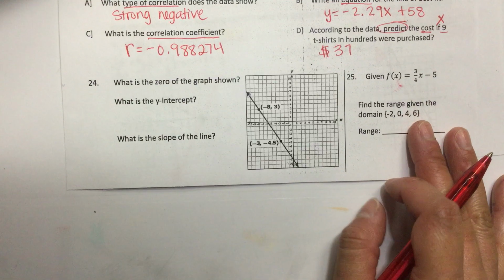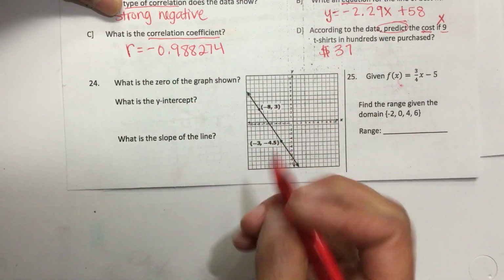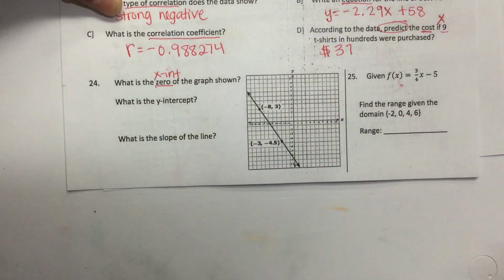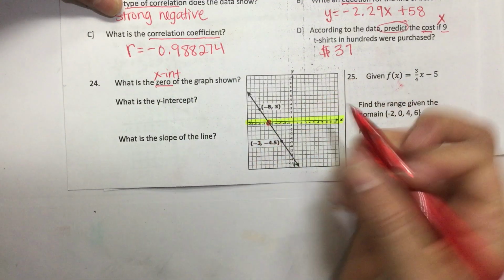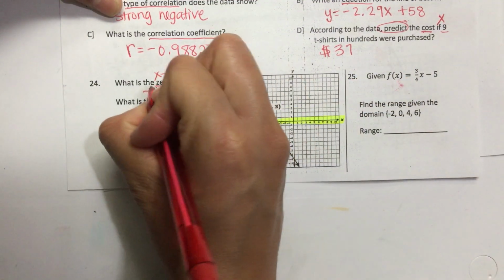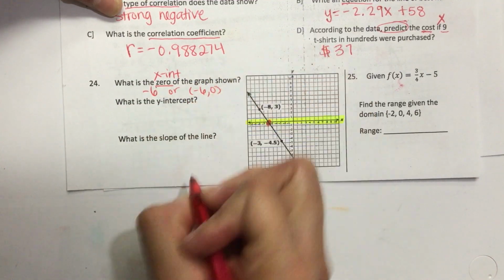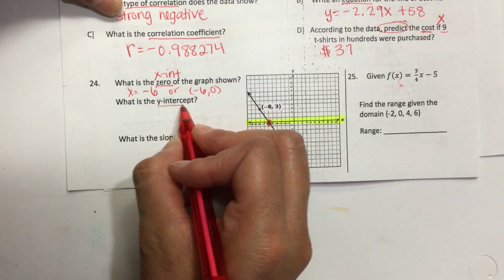Number 24, what is the zero of the graph shown? So looking at this graph, you have to remember that the word zero is x-intercept. So I'm looking at the x-axis to identify my zero. My zero here is negative 6, or you can write it as a point, negative 6, comma 0. X equals negative 6.